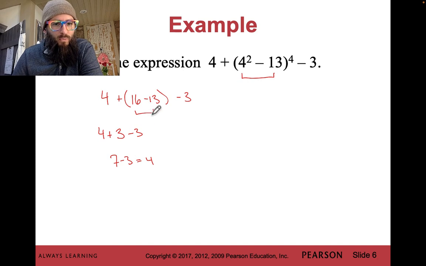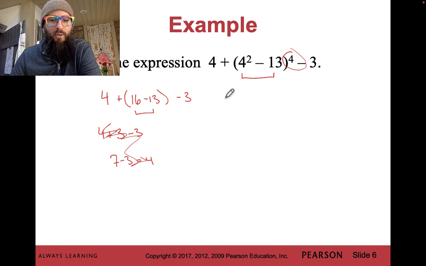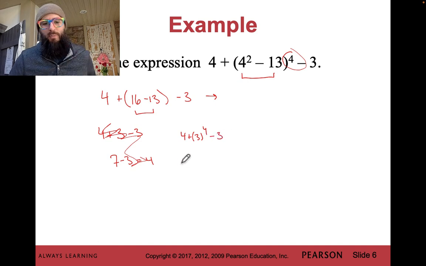Okay. So what I forgot to do, I totally botched this because this is to the second power. So let's bring this over here. Actually, I'll bring it below because it's going to overlap. So I have 4 plus 3 to the 4th power minus 3. Now this is where it gets a little bit tricky, because we have 3 to the 4th power. I know 3 times 3 is 9, times 3 is 27, times 3 is 81. So we're going to have 4 plus 81 minus 3.